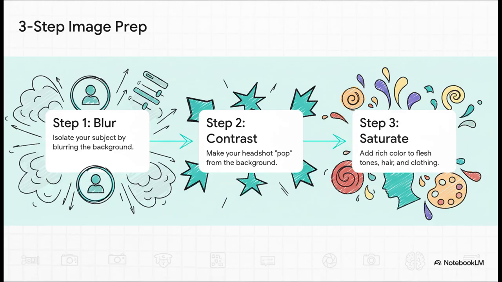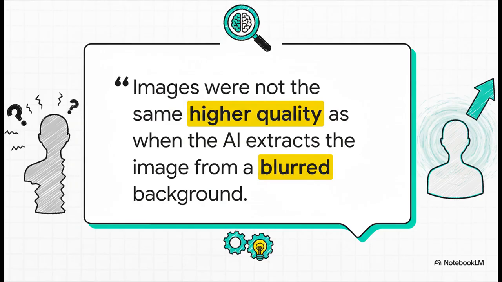First, you blur the background. The key is to isolate yourself, but not completely remove the background. We'll get to why in a second. Second, you crank up the contrast a bit just to make your face and shoulders really pop. And third, you boost the saturation just a little to add some rich, warm color to your skin, your hair, and your clothes.